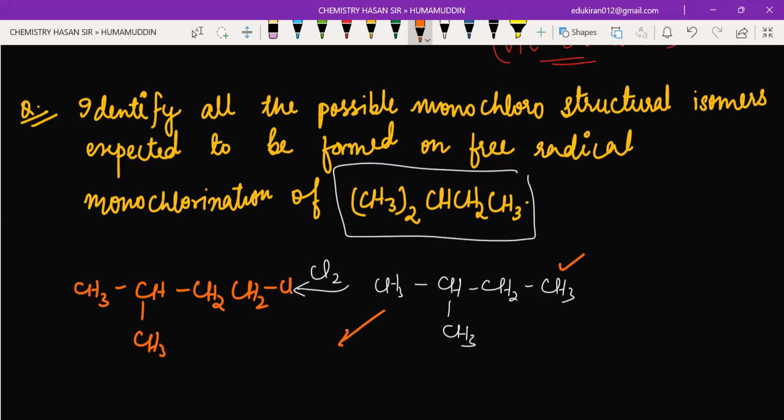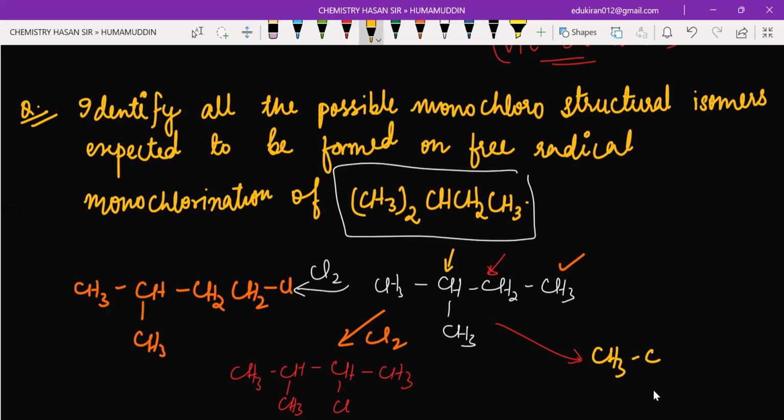If you are going to react this with Cl2, now see, I'm going to replace this hydrogen. So it will be CH3 and then CH, then your CH3, and then your CCl will be here, and this will be the second product. Now I'm going to change this one. So it will be CH3, then CH3 is here, chlorine is here, and CH2 and also CH3.